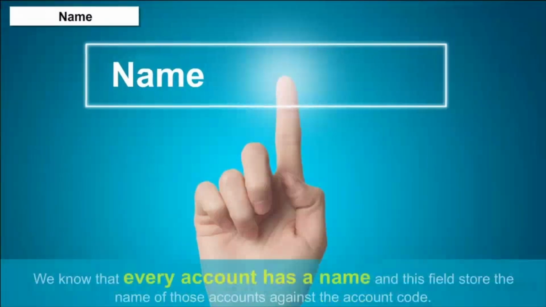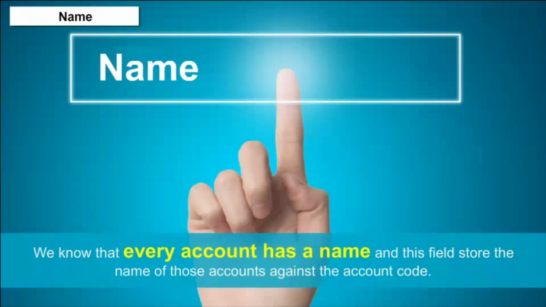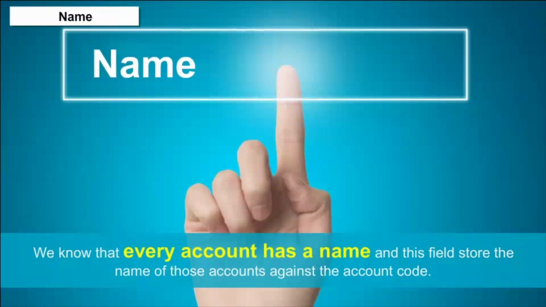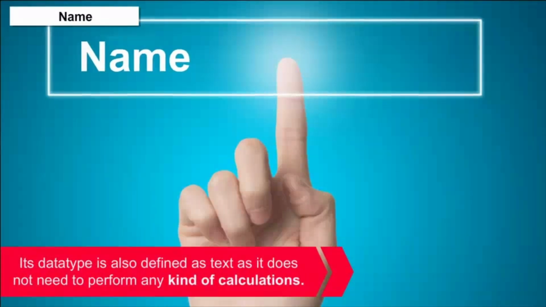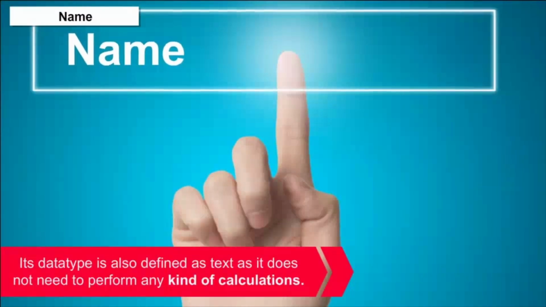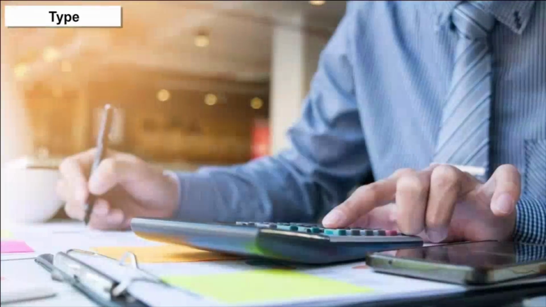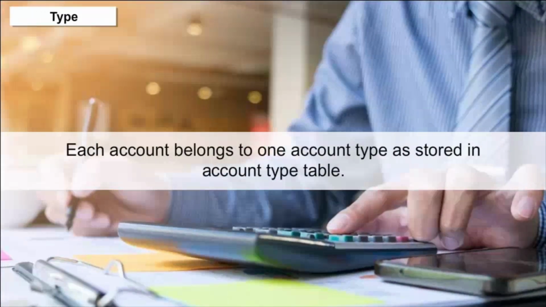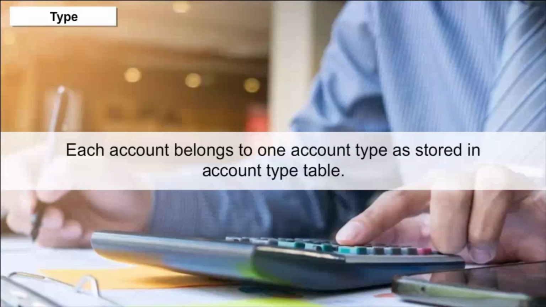Name. We know that every account has a name, and this field stores the name of those accounts against the account code. Its data type is also defined as text as it does not need to perform any kind of calculations. Type. Each account belongs to one account type as stored in account type table.